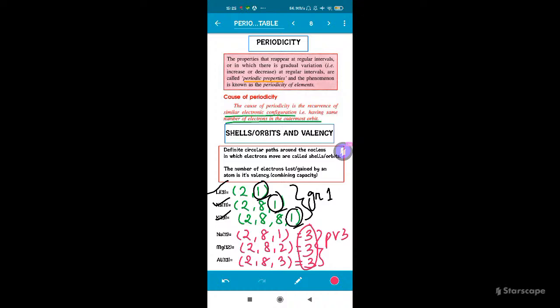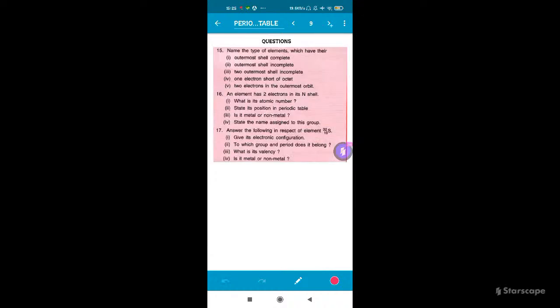So if the number of valence electrons is same, we can say that they will have similar properties and they will belong to the same group. But if the number of shells is same, they will not have exactly same properties, but their period number will be the same. Over here I have a question based on whatever we have studied today.